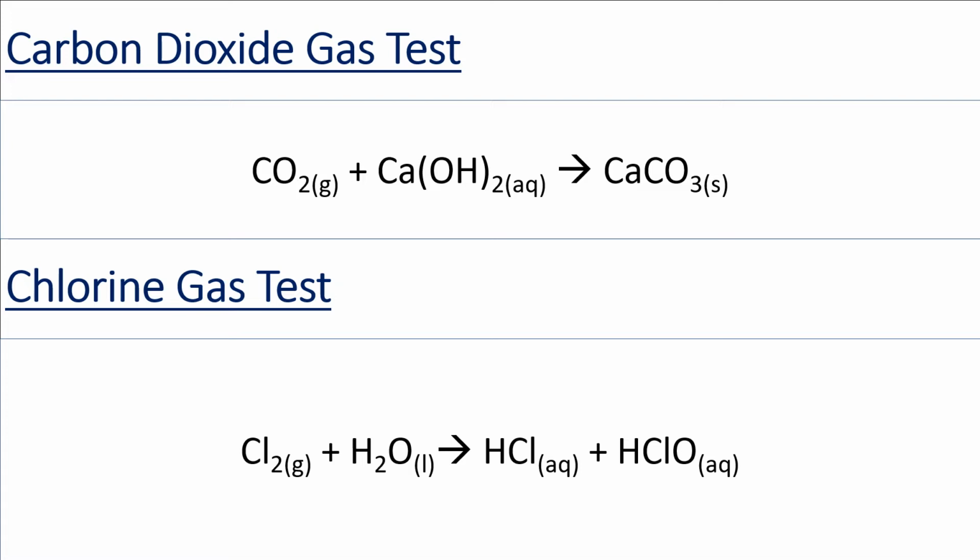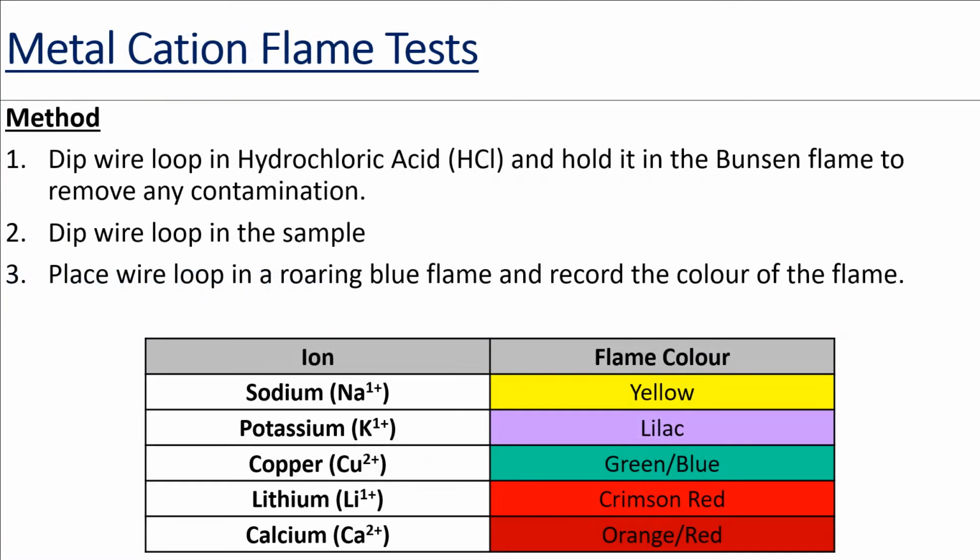So if it wasn't damp, none of this would happen. And the reason it goes red is because of the HCl being produced, and then it bleaches white because of the hydrogen chlorate, the HClO, being produced.